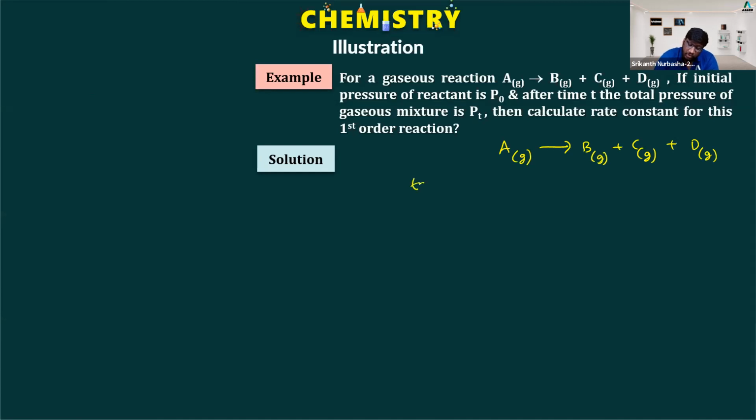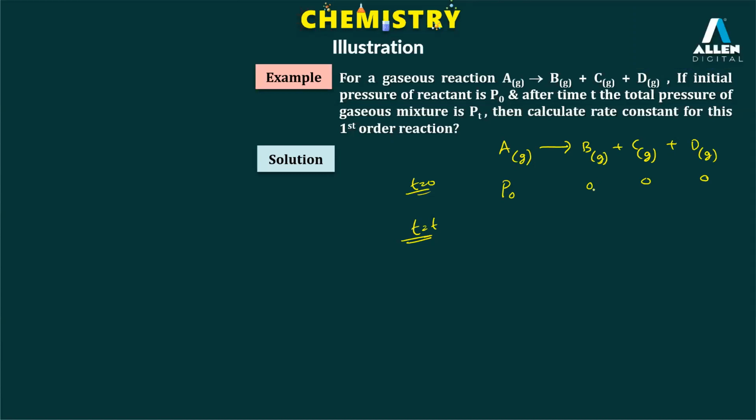At time t equal to 0, since all are gases, that is all the reactants and products are gases, if the initial pressure of reactant is P naught, B is 0, C is 0, D is 0. At time t equal to t, from this equation, if 1 mole of A is lost, it forms how many moles of B, how many moles of C, and how many moles of D?